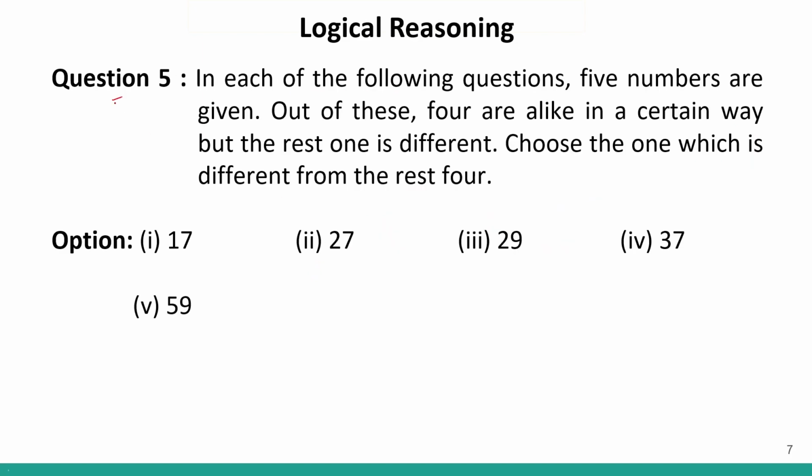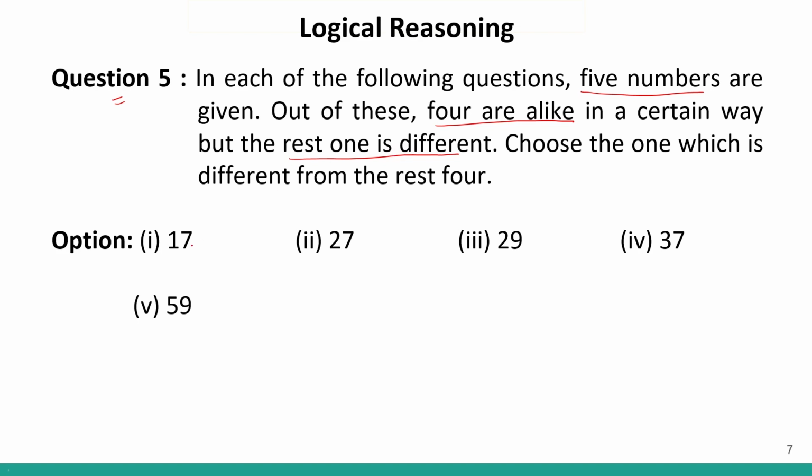next question is question number 5. So in each of the following questions, 5 numbers are given. So we have 5 options now. And out of these, 4 are alike in a certain way. So out of these 5 options, we have 4 that are alike in a certain way. But the rest 1 is different. So out of 5 options, 4 are the same and 1 is different. That means 1 is the odd one out. In these questions also, we have to select the odd one out.